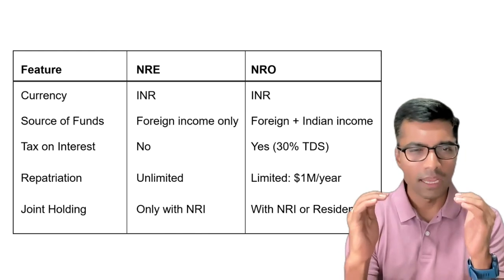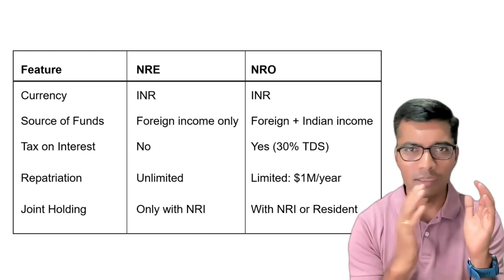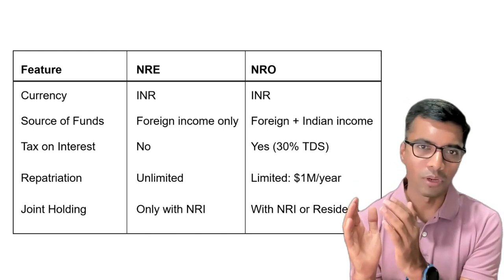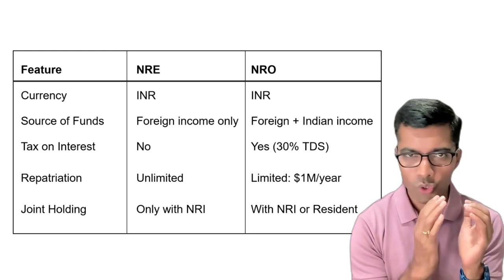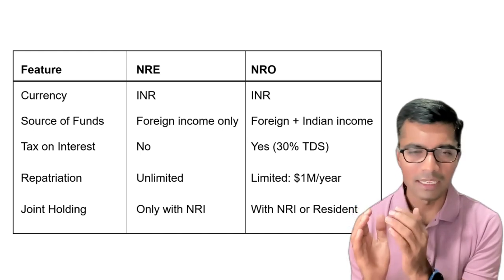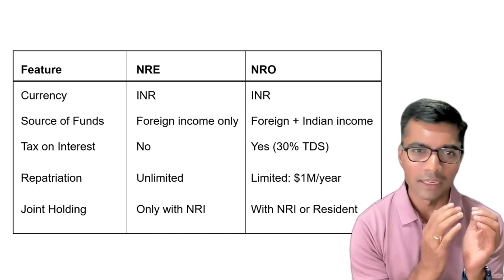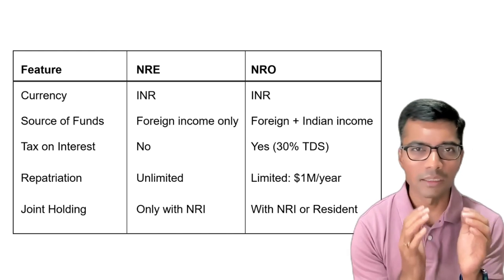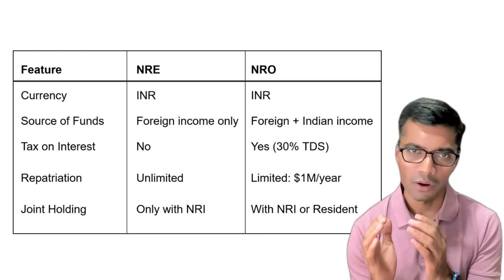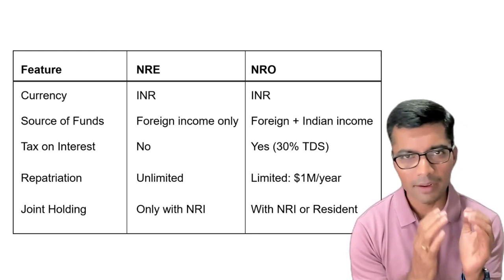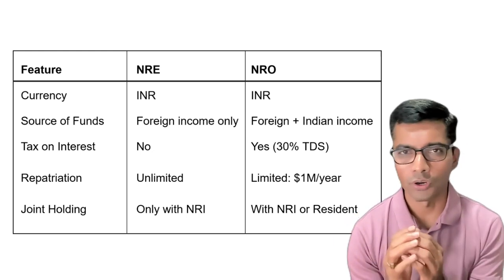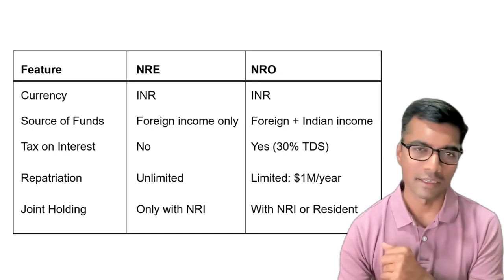Both of them hold the account in INR. The source of funds is foreign income only in the case of NRE. In the case of NRO, it's foreign income plus Indian income. There is no tax on the income earned on the NRE account, but there is a 30% TDS on the NRO accounts. There is unlimited repatriability in the case of an NRE account. There are certain restrictions and tedious paperwork that you have to do for NRO accounts. You can hold an NRE account jointly with an NRI, whereas in the case of an NRO, you can hold the account jointly with an NRI or with a resident.